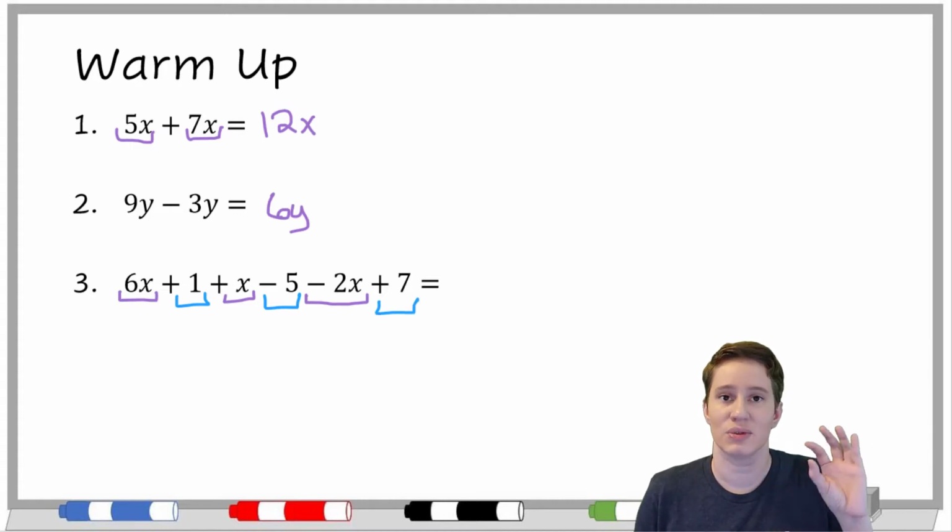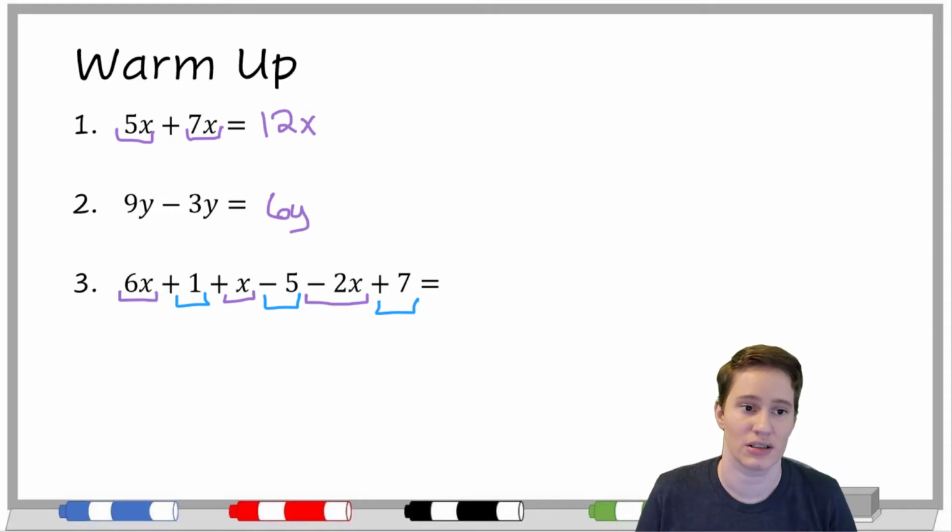But what we can't do is combine x's with just numbers that don't have x's, because they're not like terms. This can be a really tricky thing to get at first, but I think once you get the hang of that idea of what you're looking for that's like terms and what's not like terms, it ends up being pretty easy.